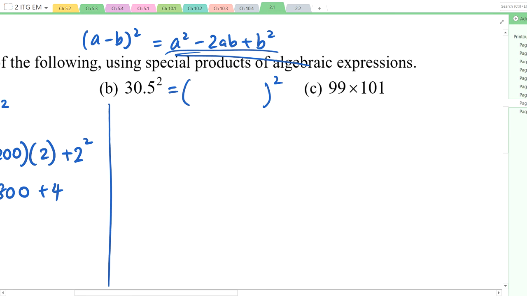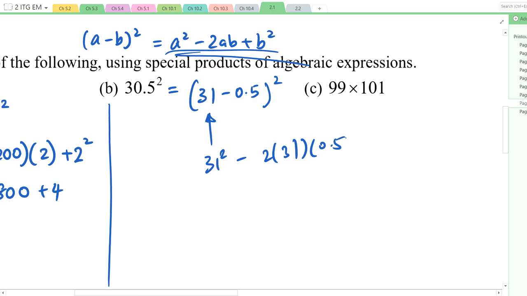Okay, we know it's going to be a square, right? So 30.5, what do you want to express it as? 31 minus 0.5, okay, that's one option. But you do realize that eventually you will have to do 31 square minus 2 times 31, 0.5, blah, blah, blah, right? 31 square, not so straightforward. Any other options that you have?